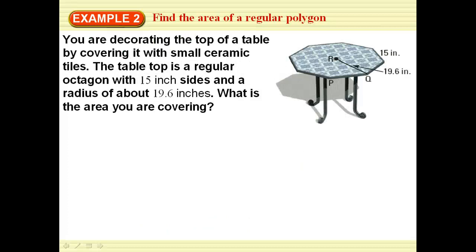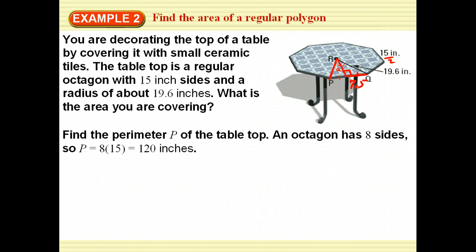So let's look at an example here. I've got this table. And for this table, I'm going to look at this triangle formed by drawing this radius and putting in the apothem here. Remember what we said, this apothem is the height, but it also is an angle bisector, and it also is a median, so it makes these two parts equal, meaning that this segment will be 7.5, which is half of 15. So what I'm going to do is first find my perimeter.